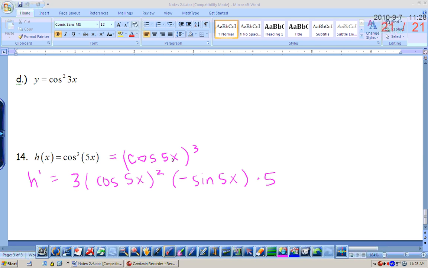Okay, so PTA, power, 3 comes down in front, parentheses squared. Then trig function, the derivative of cosine is negative sine. 5x, and then the argument, the derivative of 5x is 5. Most of them are not as hard as D and E.